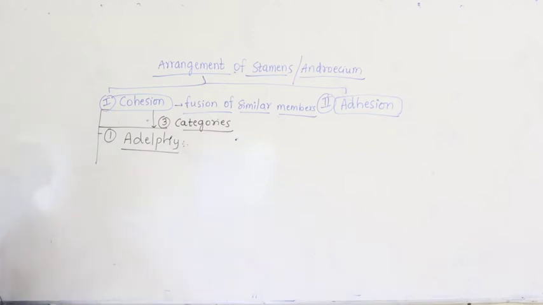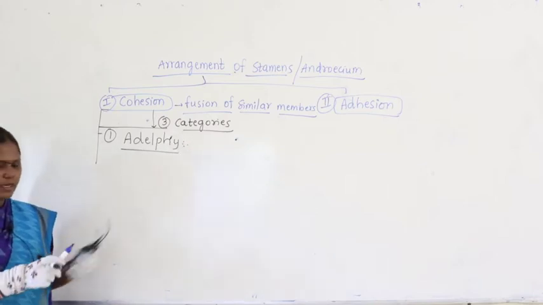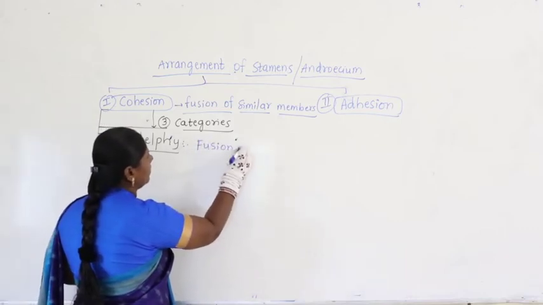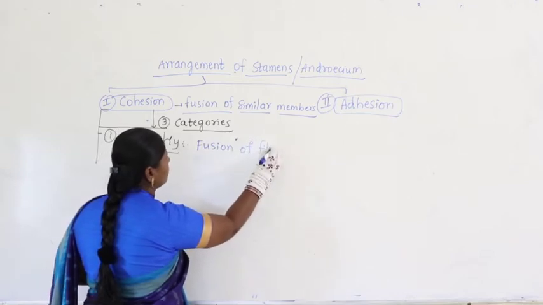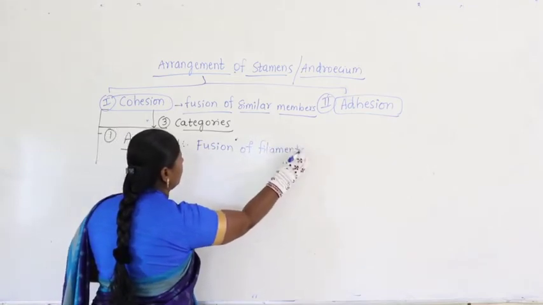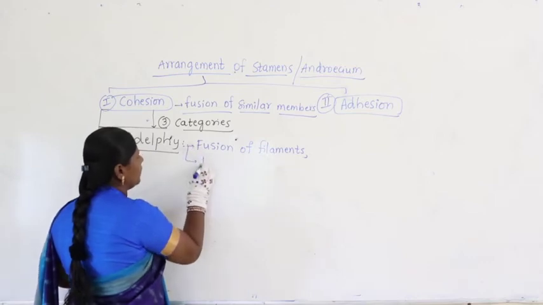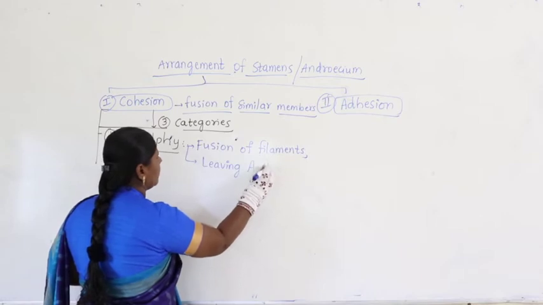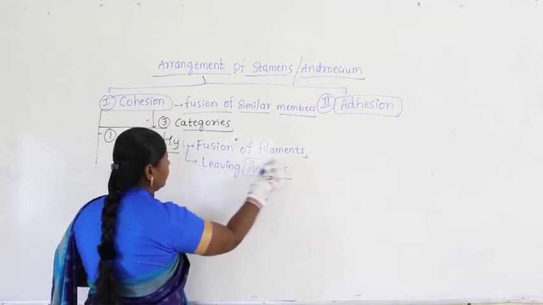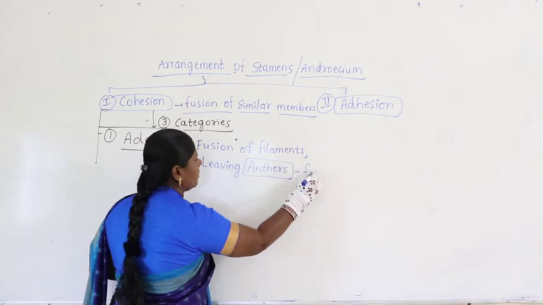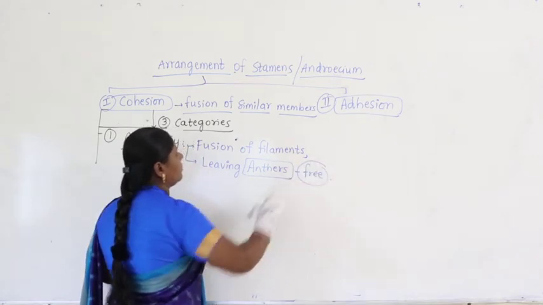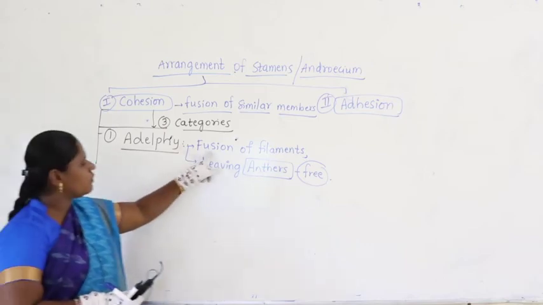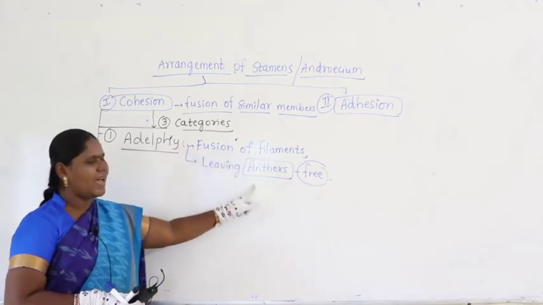What is the meaning of Adelphi? Adelphi, the meaning is nothing but fusion of filaments, leaving anthers free. Okay, so here Adelphi condition meaning what? Fusion of filaments leaving anthers free.